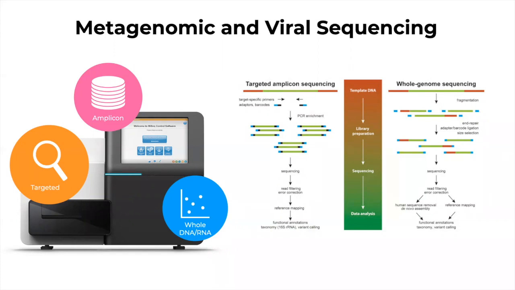Okay, any examples that you can think of? What do you think might be the reason, or what example might you think of for targeted sequencing of a particular gene?